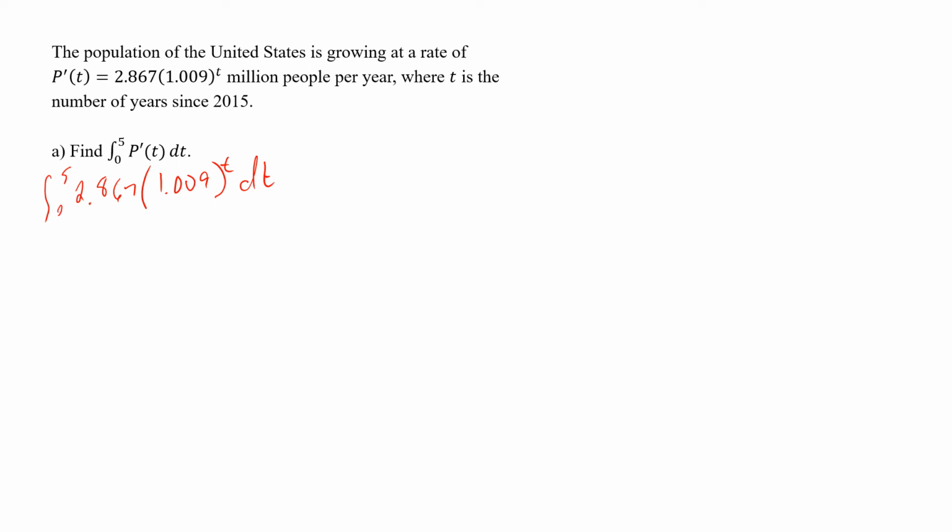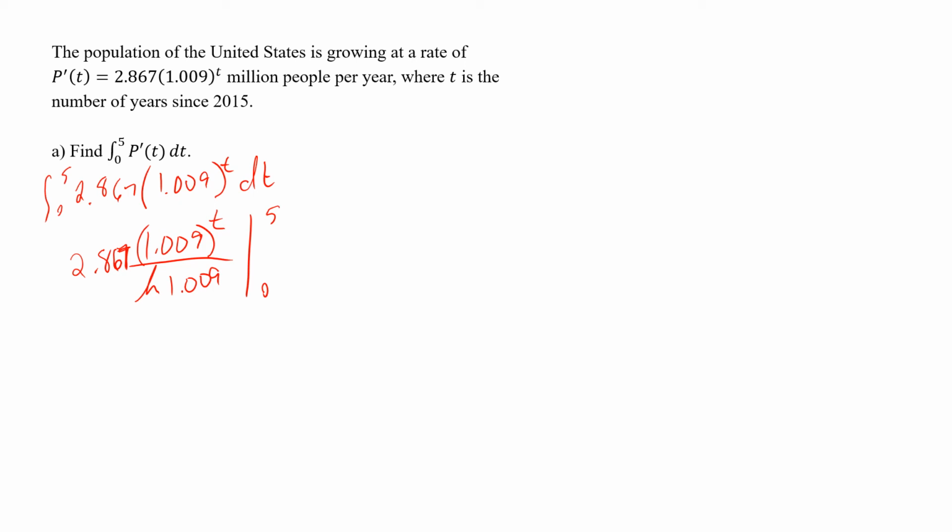Remember the derivative of something to the x would be something to the x times natural log of that something. The antiderivative is the something to the x, or t, divided by the natural log of that something. And then this 2.867 is just going along for the ride. That's a multiplied constant. So that's the antiderivative of that. We're going from 0 to 5.